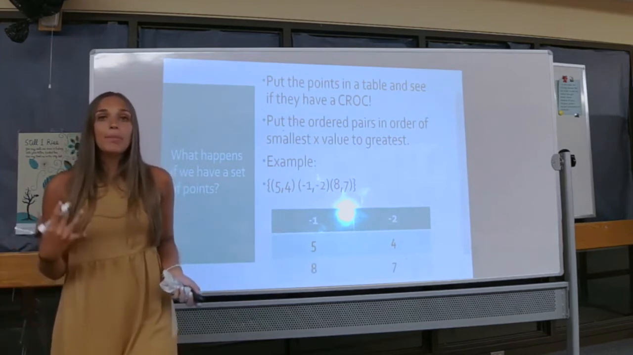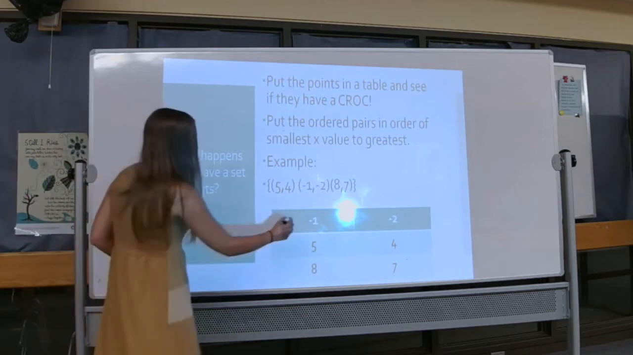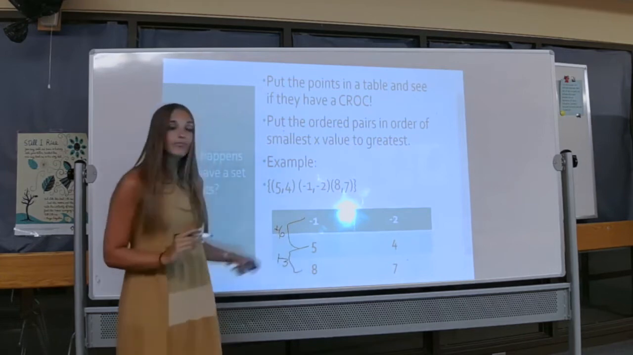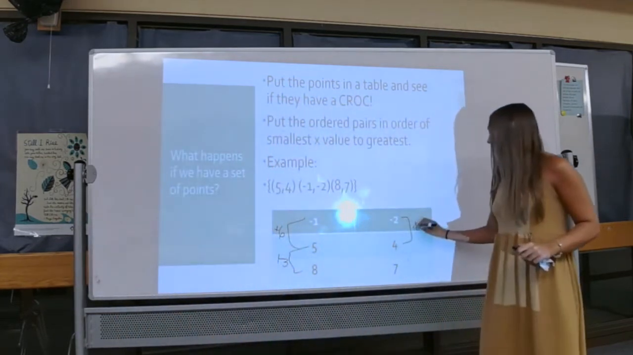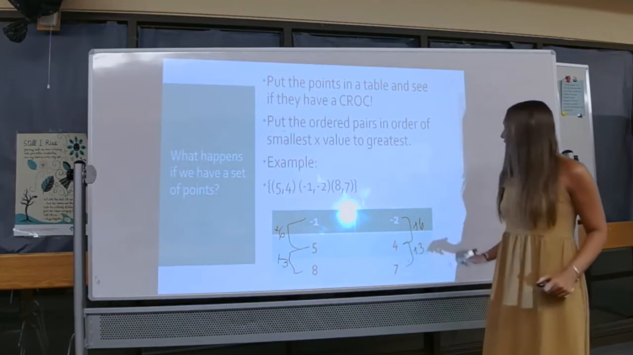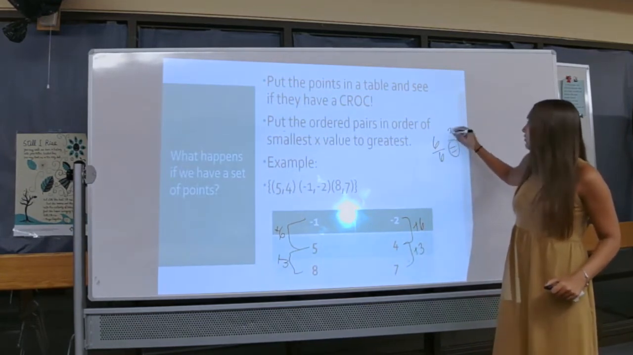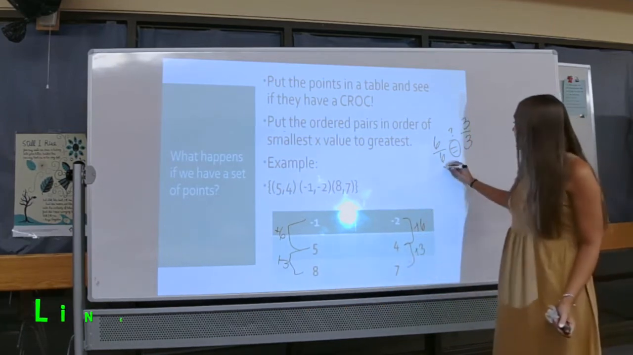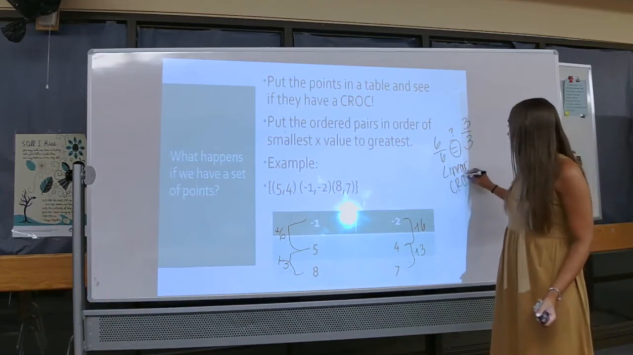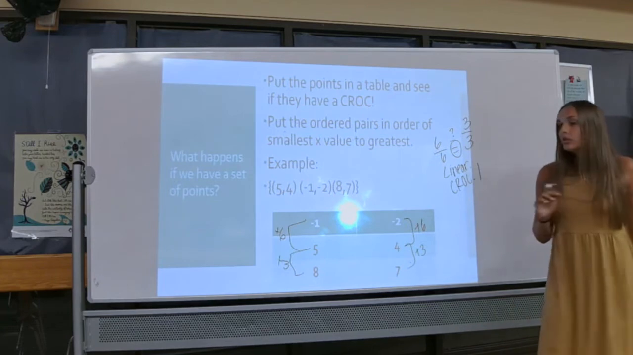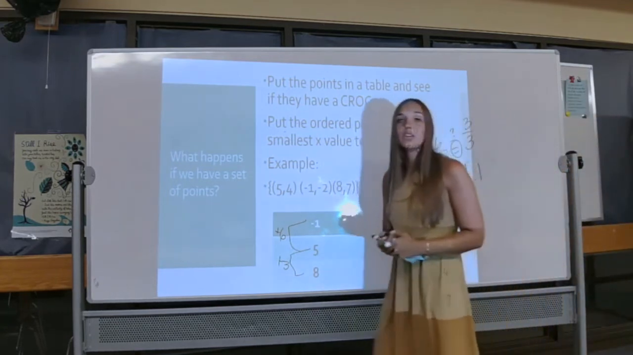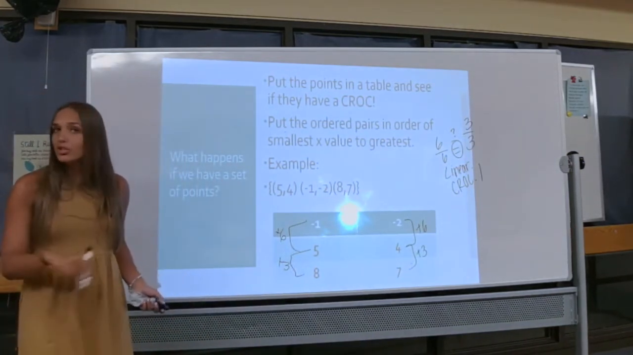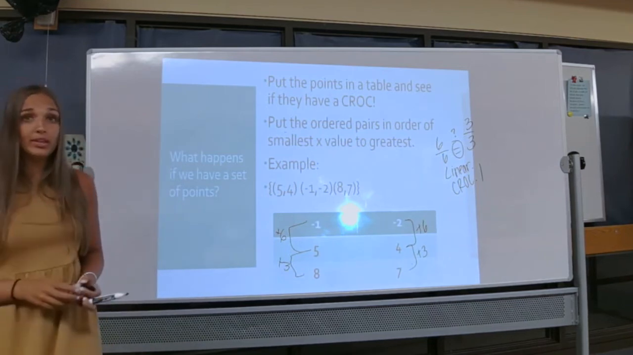Now we're going to determine if this is linear or not by seeing if it has a CROC. So -1 to 5 is +6, 5 to 8 is +3. On this side we have another +6 and another +3. So 6 divided by 6, is that equal to 3 divided by 3? It is. They both simplify to 1, so it's linear because we have a CROC of 1. So like I just showed you, it's important to put these points into a table from smallest x value to biggest to determine the CROC. But let's try another problem just in case that was a little bit confusing.